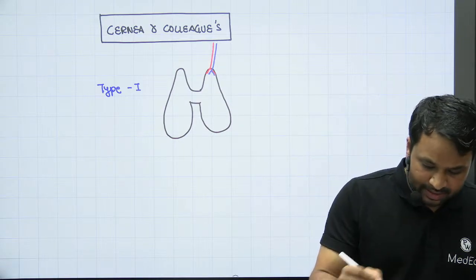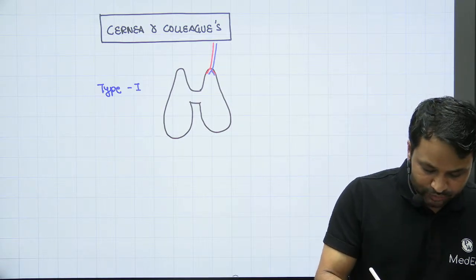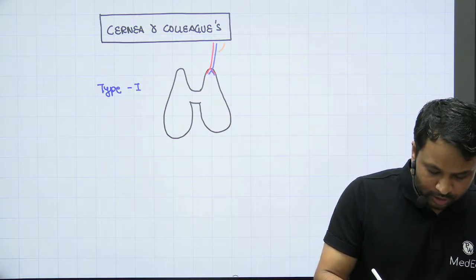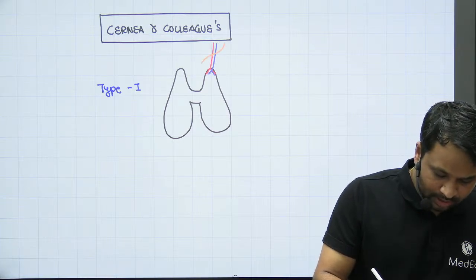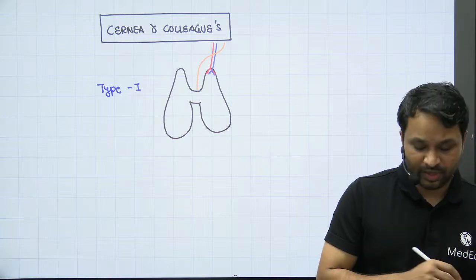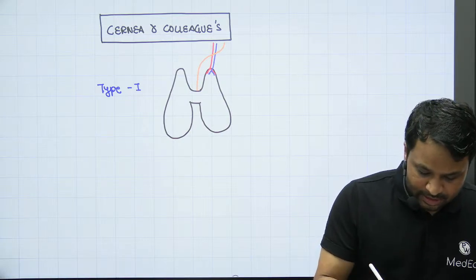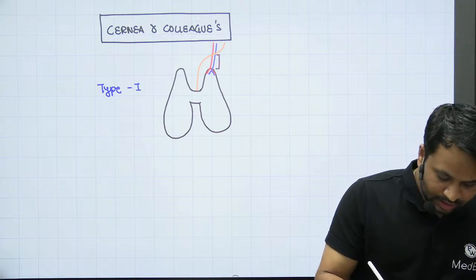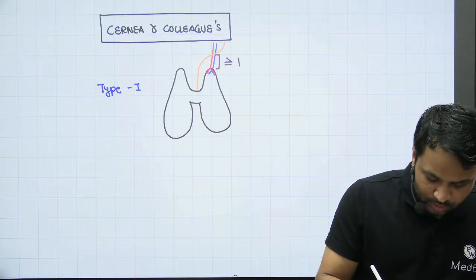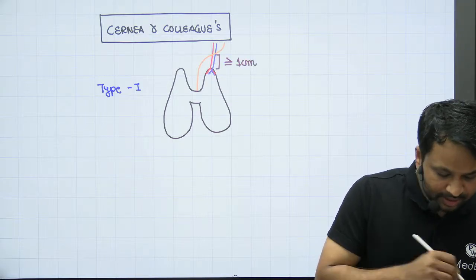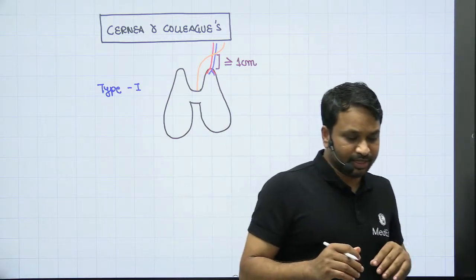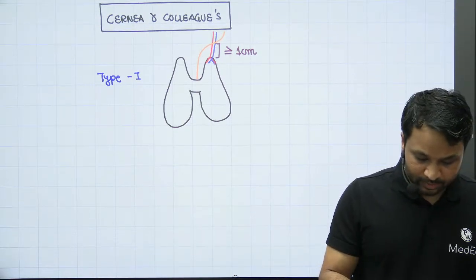Cernia and colleagues said that the superior laryngeal nerve usually crosses the neurovascular bundle and then goes behind. Now, if the distance between the pole and this crossing is more than or equal to 1 centimeter, it is what we call the type 1 variety. It is what we call a type 1 variety, right?